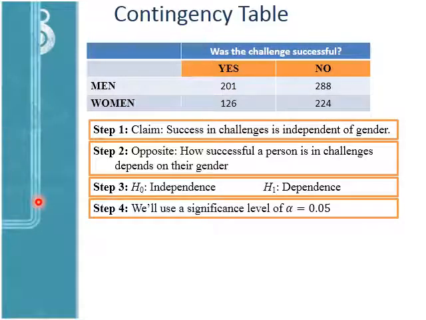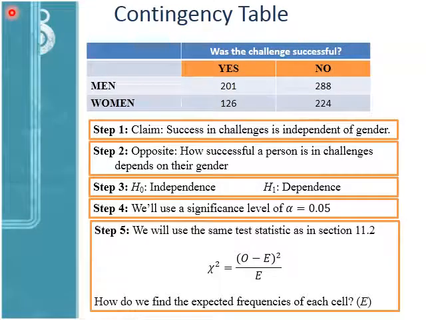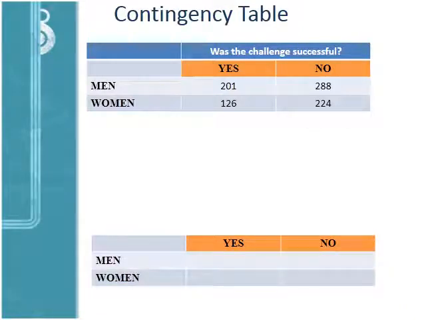We're going to use a significance level of 0.05, and we'll use the same test statistic that we used in 11.2. The question now becomes, how do we find the expected frequencies of each cell? How do we find the expected frequencies for men's successful challenges, men's unsuccessful challenges, women's successful challenges, and women's unsuccessful challenges? To do this, we're going to create another table that's going to hold those expected values. Let me walk through these step by step.